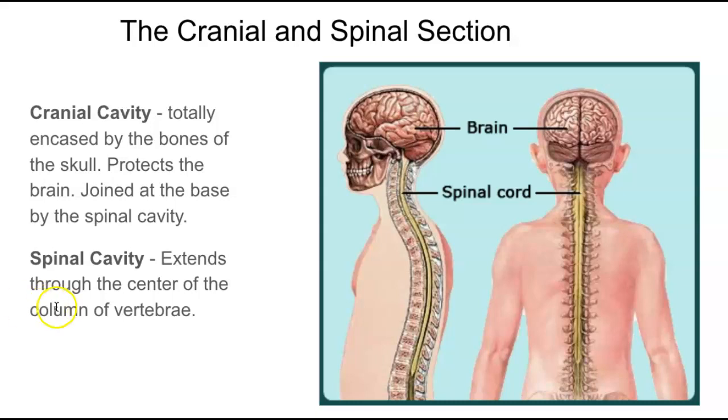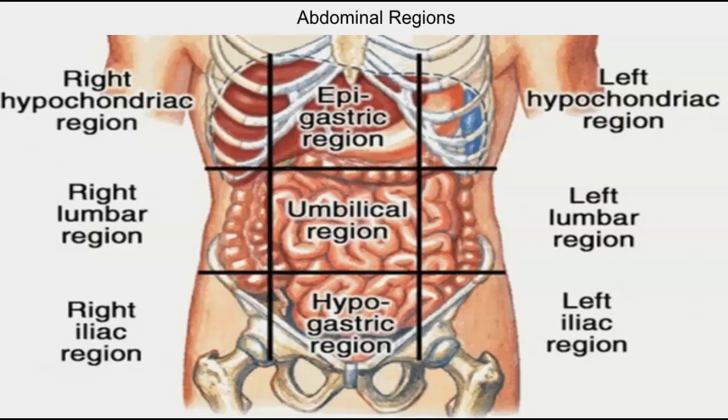The spinal cavity extends through the center of the column of the vertebrae. So you can see here your spinal cord and then your brain encased in the cranium. These are part of the dorsal cavity.